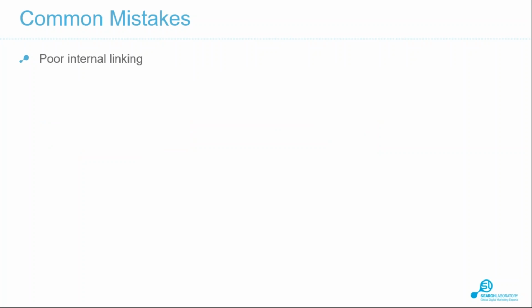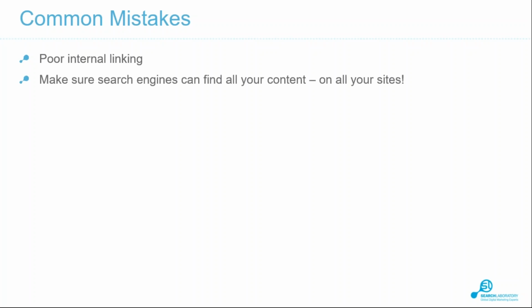The final mistake or error that I'm going to talk about here is having poor internal linking. This is particularly important if you have unique country code domains, websites that are completely separate from one another. We want to make sure that search engines are able to find all of our content on all of our websites, and it can also help to pass authority across the international sites.